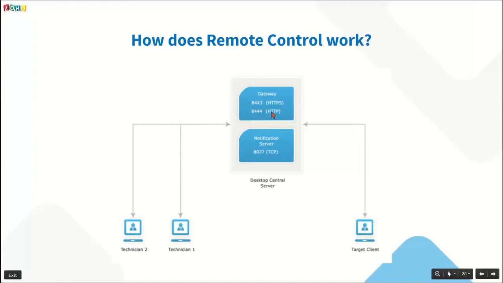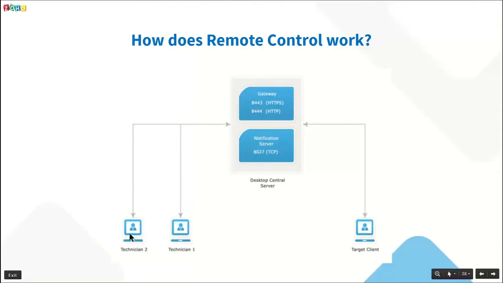The Desktop Central server has two components, the gateway component and the notification server component. The notification server component listens on port 8027 for the request from the technician, and this request is forwarded to the target machine, which is Bob's computer. The target machine already has the Desktop Central agent installed. The agent starts the remote control service, which captures the images and sends them to the Desktop Central server. The gateway component then forwards all those images to the technician. That's how the technician views the screen of the end user.